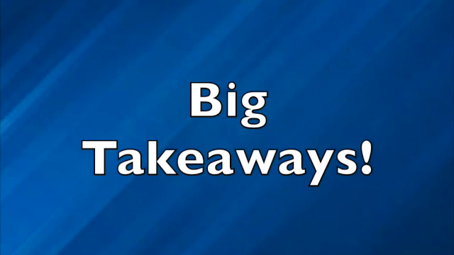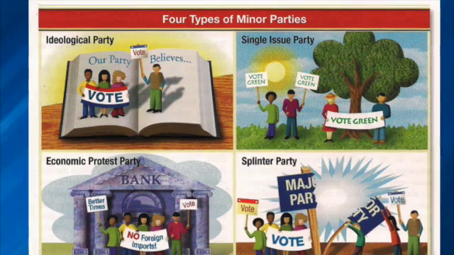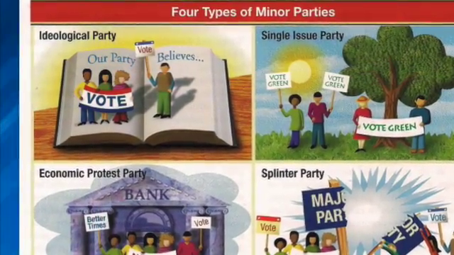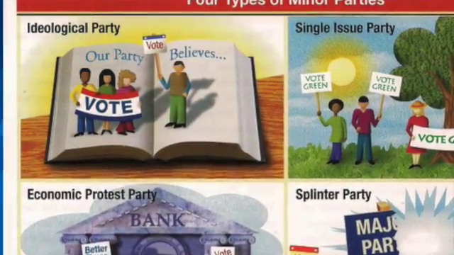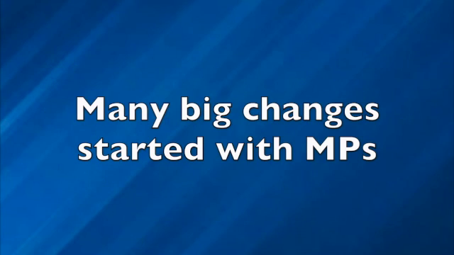So some big takeaways about minor parties. They have difficulty winning elections in America because of our system and because people are so used to the two major parties. Minor parties typically form in one of four ways: according to ideology, on a single issue, in bad economic times, or they split away from one of the major parties. And again, though rarely successful in an election by winning, they often influence elections and the major parties. And very important to remember, many big changes in U.S. history have come first from minor parties.